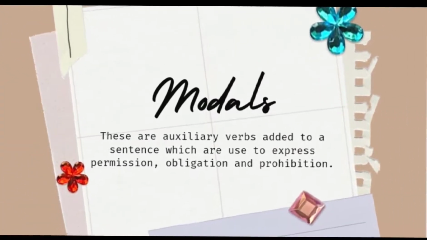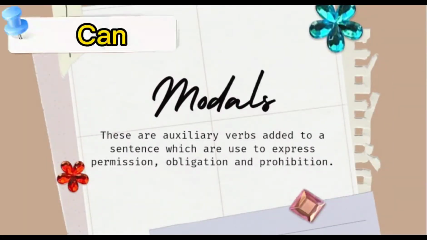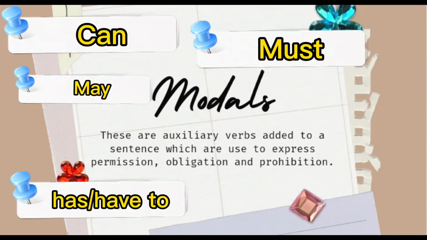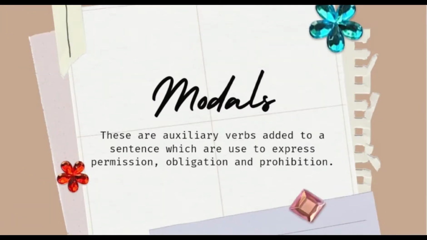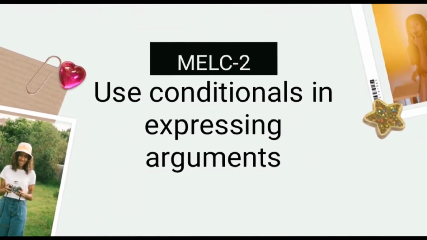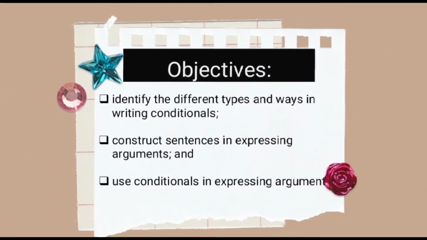Modals are auxiliary words added to a sentence which may express permission, obligation, and prohibition. Examples of these modals are can, must, may, has or have to, can't, or must not. And that's it, modals. Now, let me introduce you the most essential learning competency of our lesson, which is use conditionals in expressing arguments. And here are the objectives of our lesson.